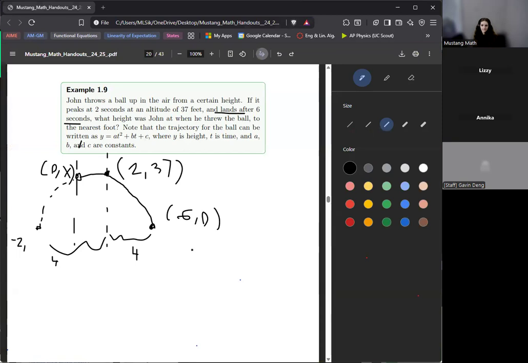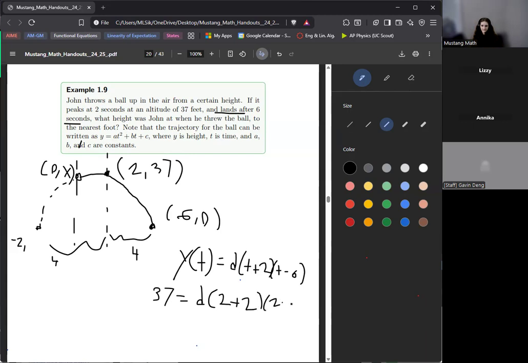So that's really useful because now we have y of t equaling a times (t plus 2)(t minus 6). And this a is different from the earlier a, to be clear, so let me replace it with a different variable. Let's call it d. From here we can plug in the other point that we have, (2,37). So we get 37 is equal to d times (2 plus 2)(2 minus 6). That's going to be 4 times -4 times d equals 37, meaning our coefficient d is just going to be -37 over 16.